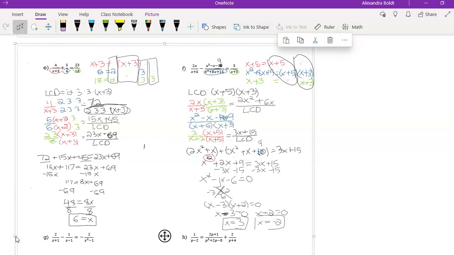Same thing with this negative 2, right? Negative 2 plus 5 is 3. Negative 2 plus 3 is 1. None of those are 0. Okay.